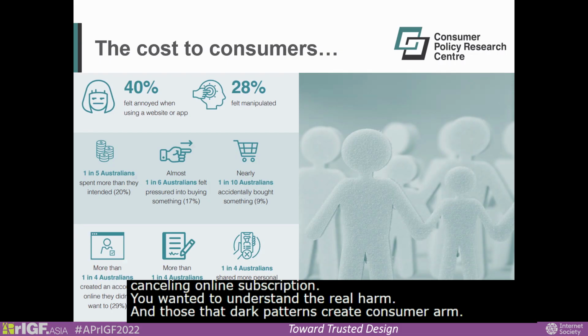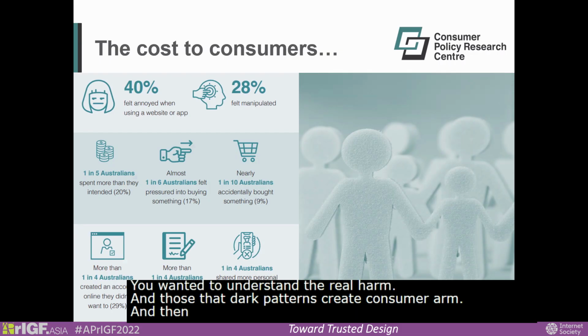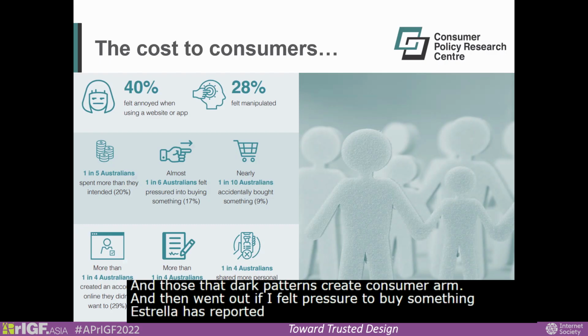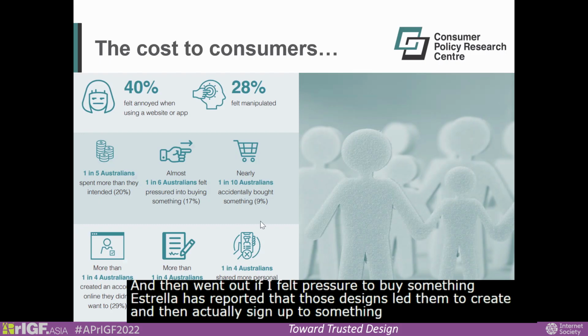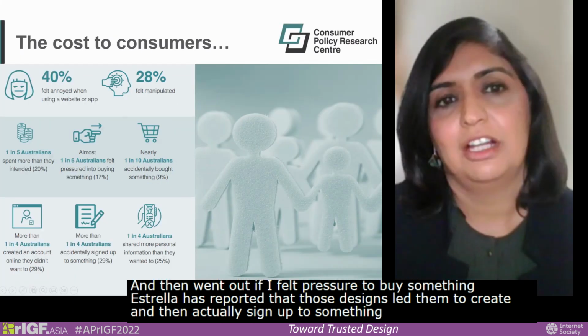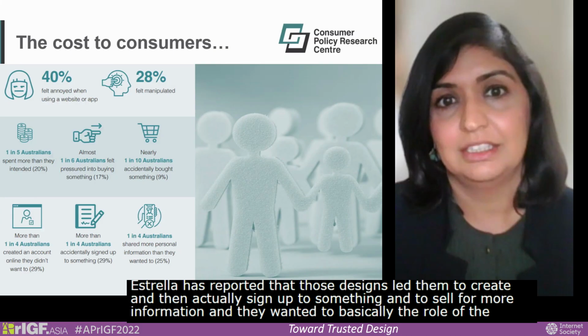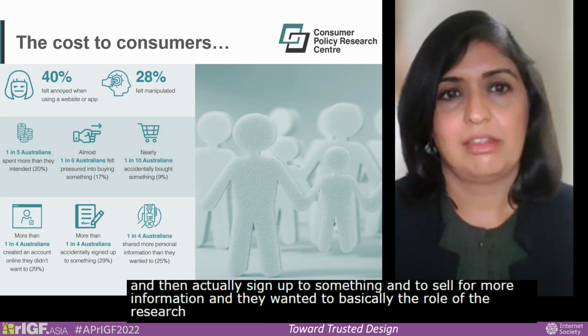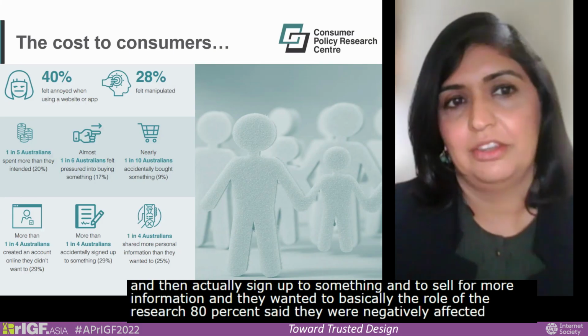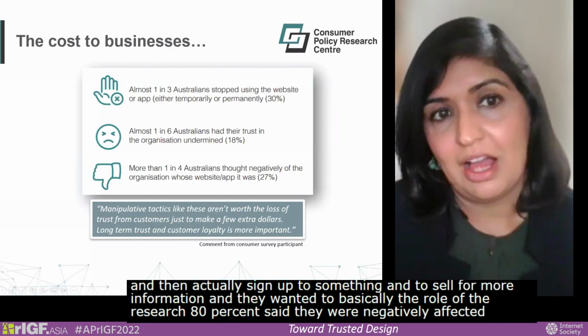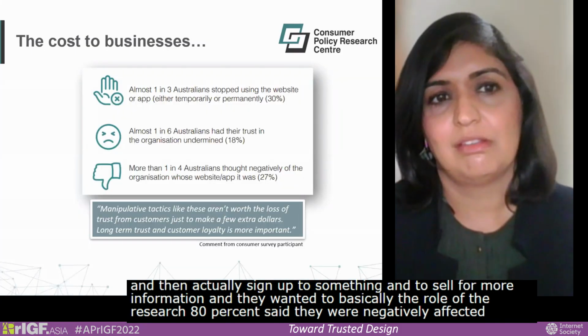When it comes to data harms, Australians reported that such deceptive designs led them to create accounts they didn't want to, accidentally sign up to something, and share more personal information than they wanted to. Basically, overall in our research, 83% of Australians said that they were negatively affected by experiencing deceptive designs in one way or another. And on the flip side, there's also a cost for businesses.